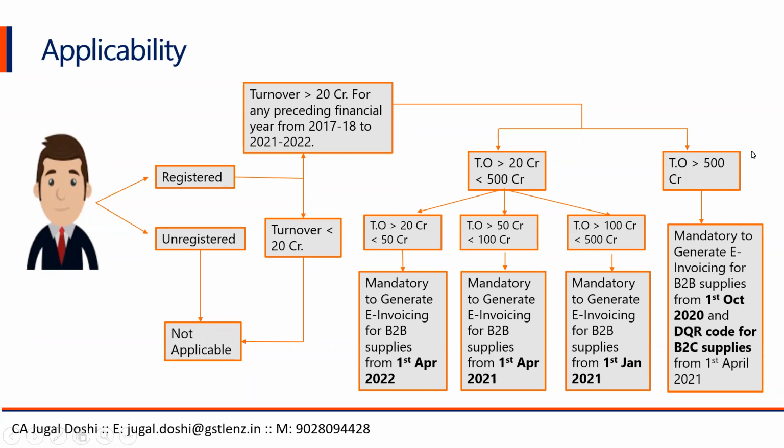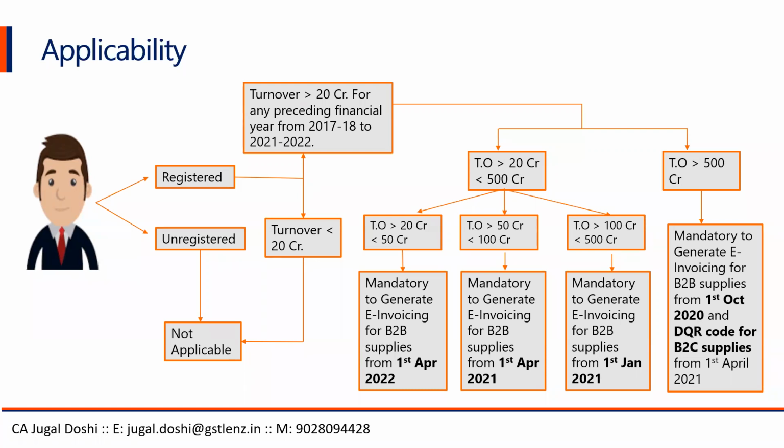Here, what is important is that the deadline only for B2B, for e-invoicing, that is B2B supplies, is reduced. The dynamic QR code limit is 500 crores yet. That limit is not reduced. So that is one thing we should know and we should not get confused. The only limits which are being reduced are regarding the e-invoicing.